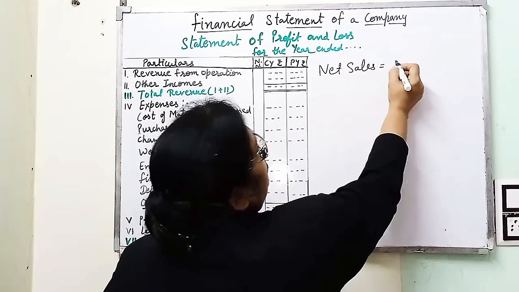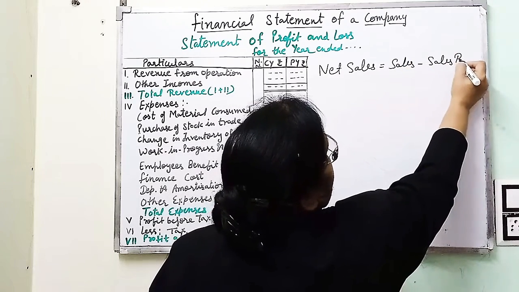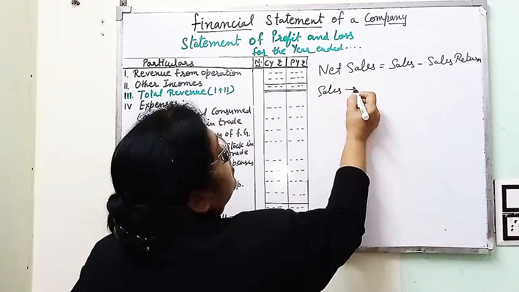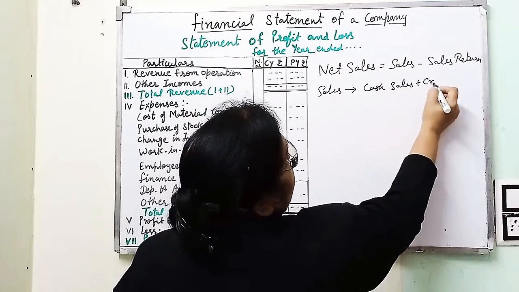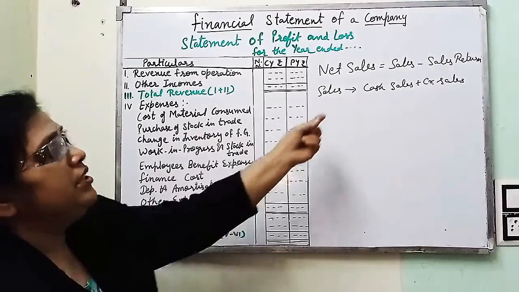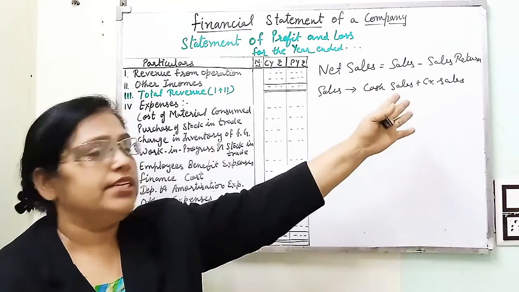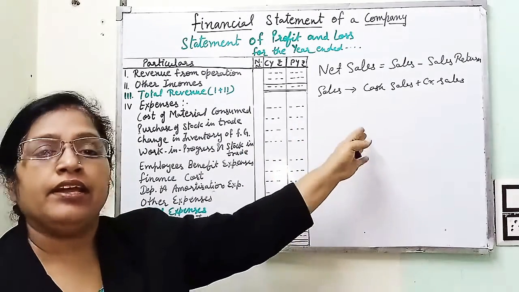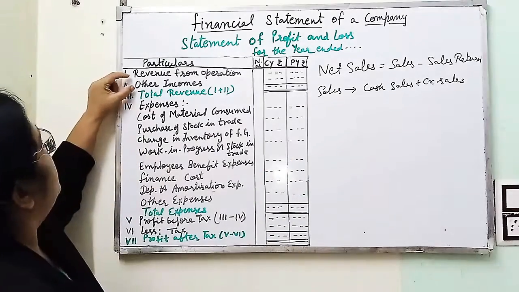Net sales is equal to sales minus sales return, and sales includes both cash sales and credit sales. So revenue from operation is net sales, or net sales is equal to sales minus sales return. The sales may be in cash or may be in credit. Both will be considered.